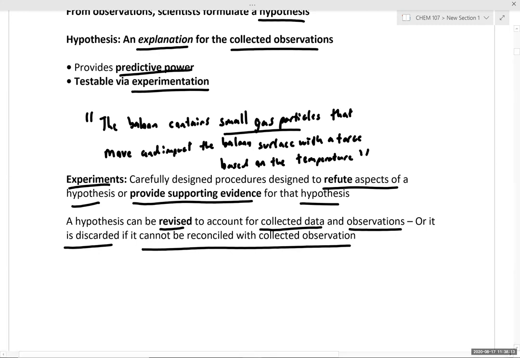So in many cases, as we'll look through the history of many cornerstone experiments in chemistry, many of these experiments have resulted in the modification or overturning of previous hypotheses in terms of atomic structure and chemical reactivity. So it's really key to note a hypothesis can be revised or overturned based on experimental data and observations.